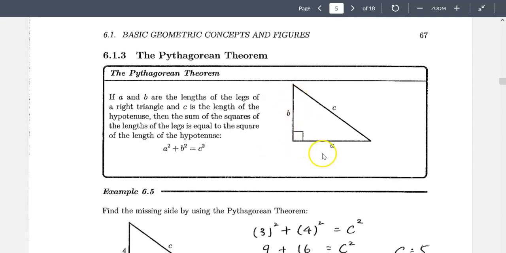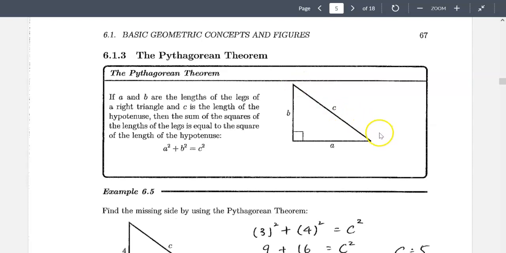Here's our famous Pythagorean theorem. Now, Pythagorean theorem only works in a right triangle. Only works in a right triangle, not any triangle you want. Now, when we look at the right triangle, the longest side has to be across from the 90-degree angle, the right angle.